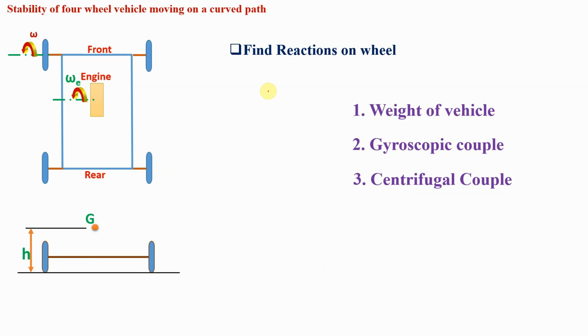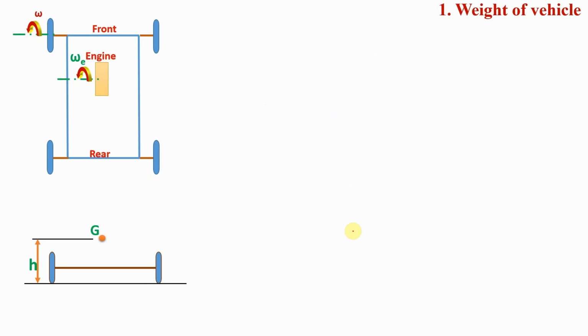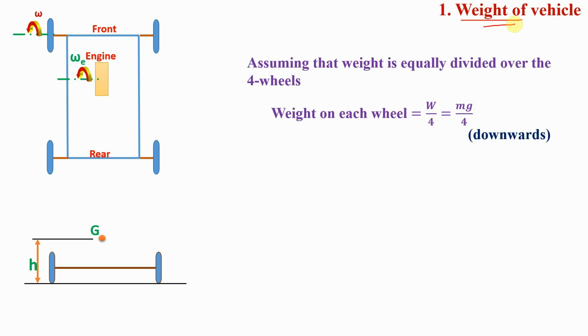Now the main task is to find out the reactions offered by the ground on all the wheels due to the weight of the vehicle, due to gyroscopic couple and due to centrifugal couple while the vehicle is taking a turn. First of all, we'll find out the reactions offered by the ground on the wheels due to the weight of the vehicle. We will again assume that the weight is equally divided over the four wheels. Under this condition, weight on each wheel will be total weight divided by 4, that is equal to mg by 4. And this weight will act in the downward direction.